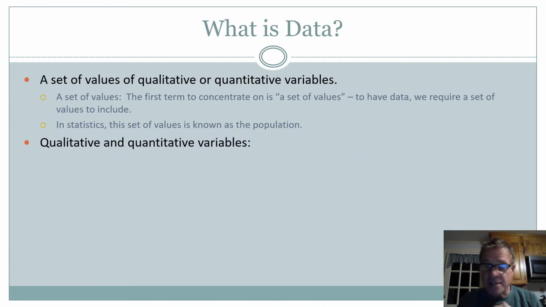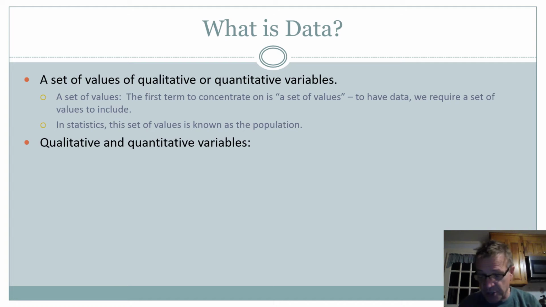So now that we've talked about how big data is everywhere, I do want to back up just slightly and make sure that we're all on the same page in terms of what actually is data. Now, I know we're in week 6 in this course, but I do want to make sure everyone has a common understanding of that. What is data? It is a set of values of either qualitative or quantitative variables, and this requires that we have a set of values to include in statistics.